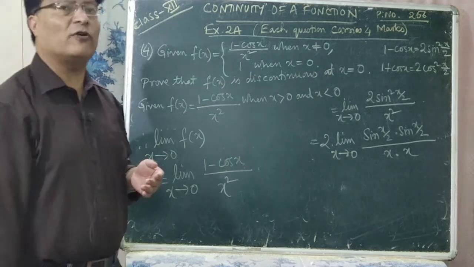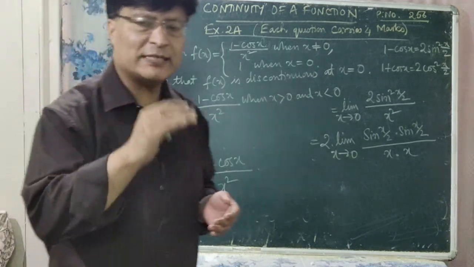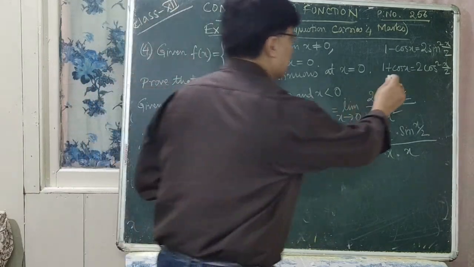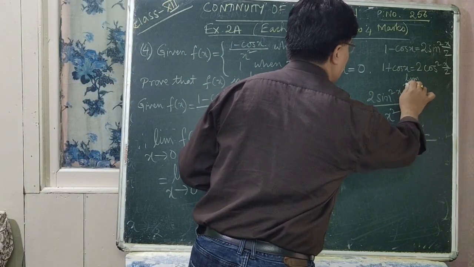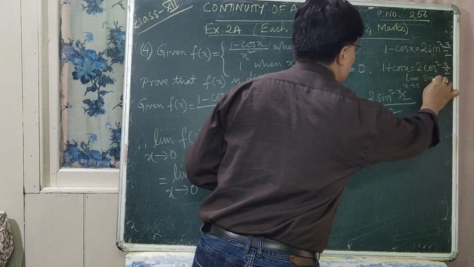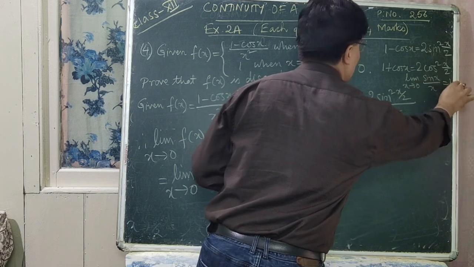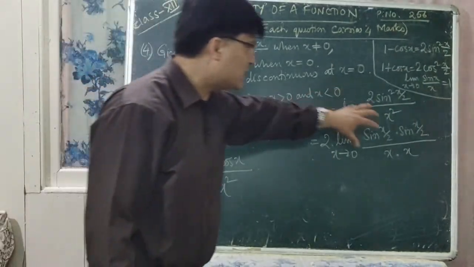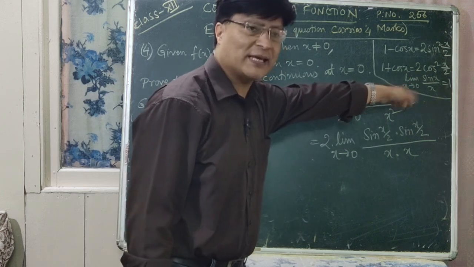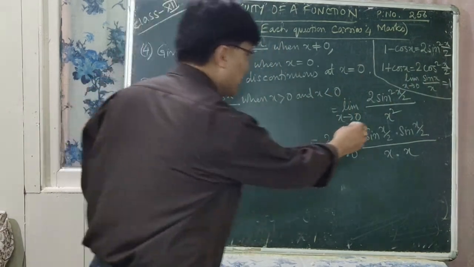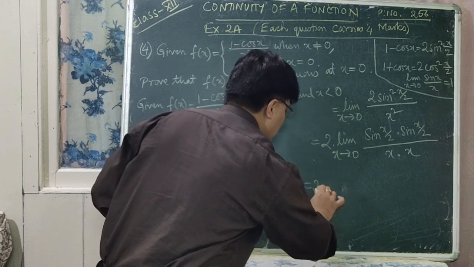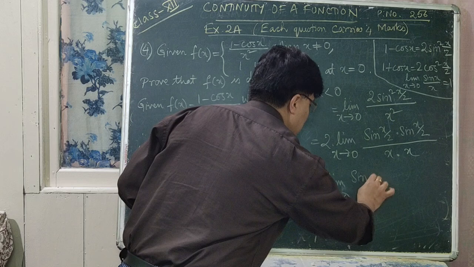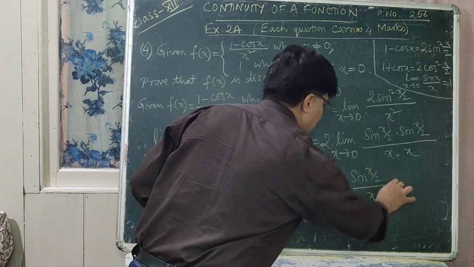Now you know the standard form of sin, that is limit x tends to 0, sin x upon x is always 1. You know that, isn't it? That is limit x tends to 0, sin x by x is equal to 1. So these are the formula, right? So you should convert this expression into the sin x by x form, right? So let us separate it. So is equal to 2 into limit x tends to 0, sin x by 2 upon x.